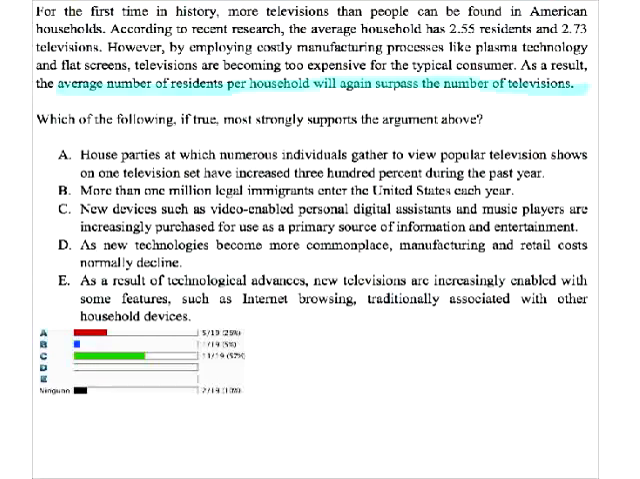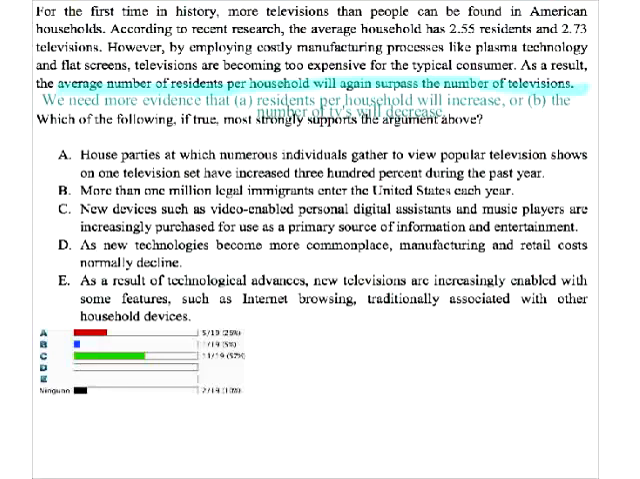So this is what we have to support. We just need additional evidence. And notice that unlike weakening, when you support, you don't have to support the current line of argument. All you have to do is support the conclusion. So we need more evidence that either residents per household will go up, or the number of televisions will go down. Either one of these would be legitimate. If you have evidence that the number of residents per household will actually go up, that would support the conclusion. If you have evidence that the number of TVs will decrease, that will also support the conclusion.